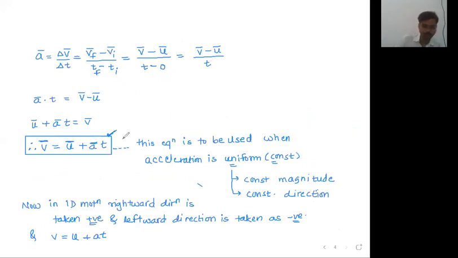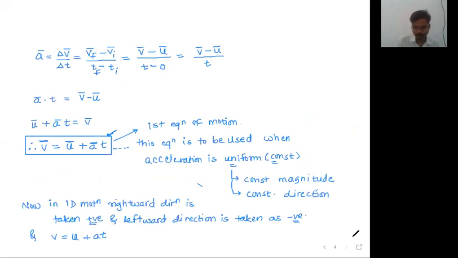So this is called the first equation of motion. Make an arrow like this and write here: first equation of motion. Okay, this is called the first equation of motion. Okay sir.